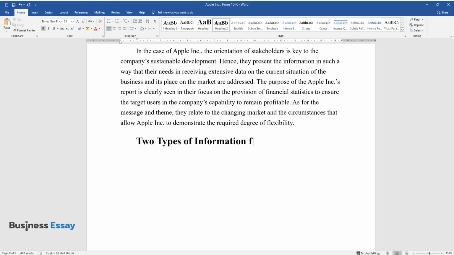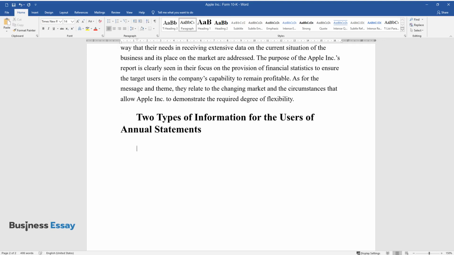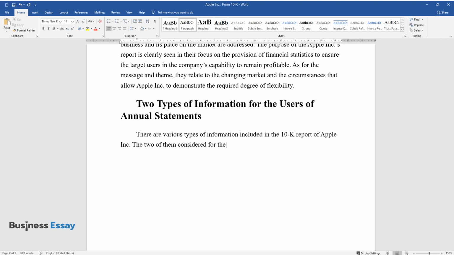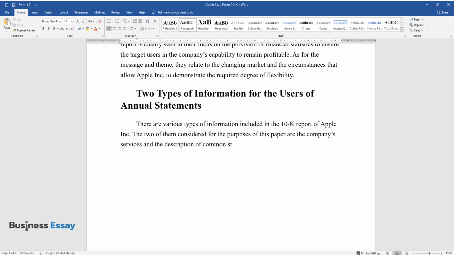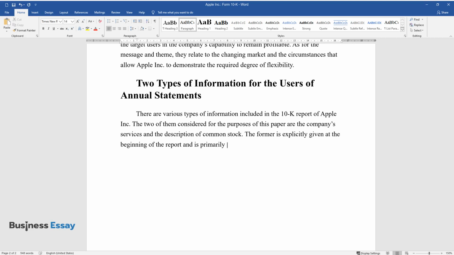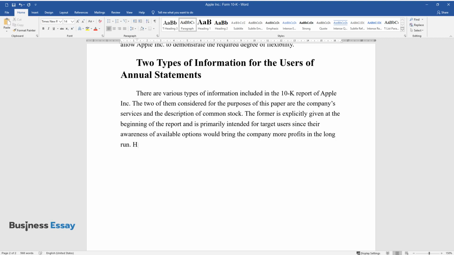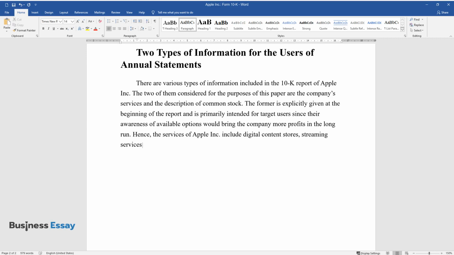Two types of information for the users of annual statements. There are various types of information included in the 10-K report of Apple Incorporated. The two of them considered for the purposes of this paper are the company's services and the description of common stock. The former is explicitly given at the beginning of the report and is primarily intended for target users since their awareness of available options would bring the company more profits in the long run. Hence, the services of Apple Incorporated include digital content stores, streaming services, AppleCare, iCloud, licensing, and others.